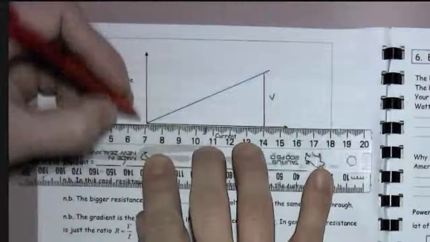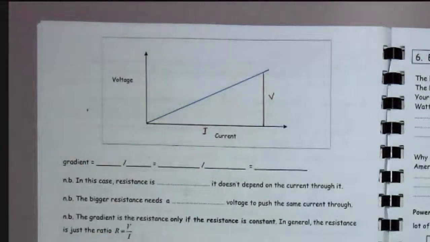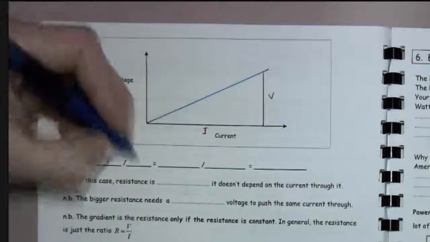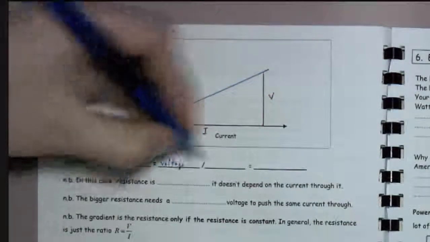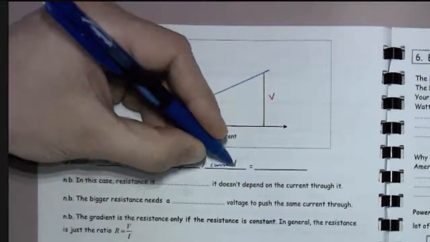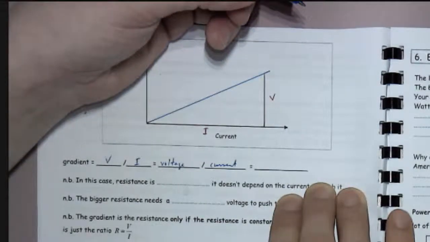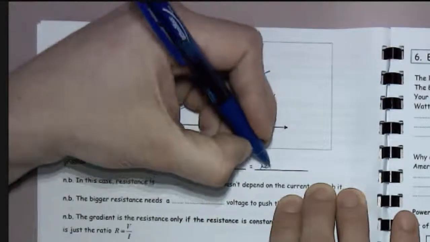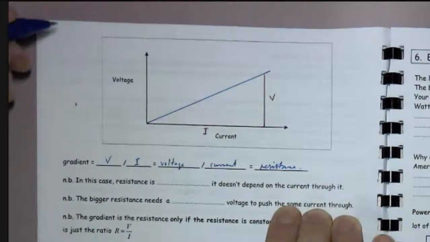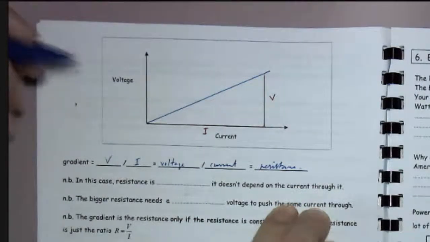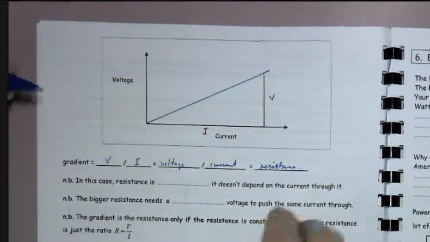Let's draw that line again. So the gradient here is V divided by I, which is voltage divided by current, and V over I should be equal to the resistance. And what we'll do is we'll just test this in class with a resistor that we know the resistance of, just to double check that this relationship is correct.